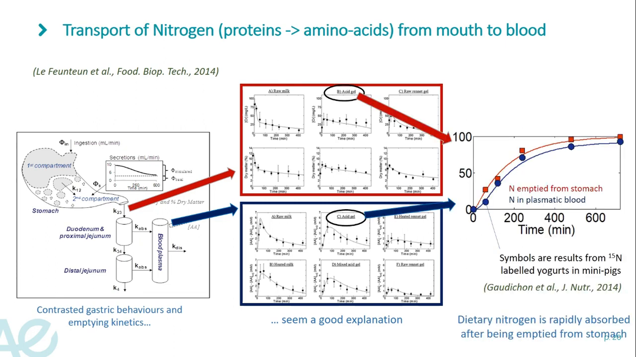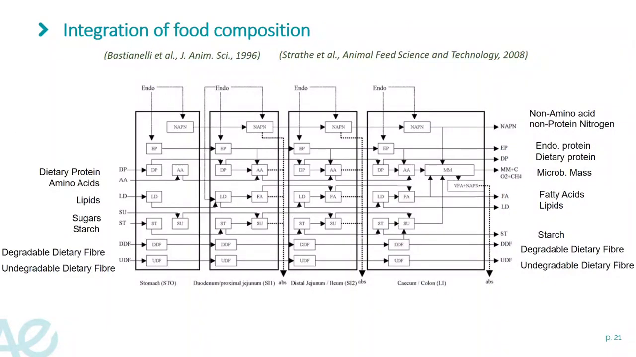Maybe one of the main results of that study is that dietary nitrogen is rapidly absorbed after being emptied from the stomach. It also shows you that this modeling strategy can be very well adapted to simulate in vivo data. But if we want this modeling strategy to be useful for any type of meal, we clearly need to integrate some aspect of food composition.